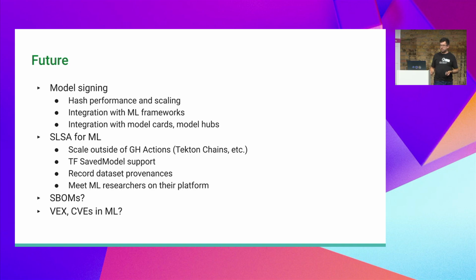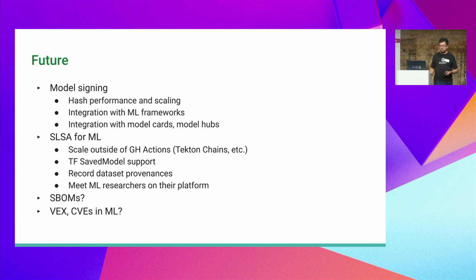And we are also talking with Keras and other model hubs to integrate signatures into model cards. So you would go to Keras, you will see, oh, this is a nice model that I might want to use. Oh, in the model card it says it is signed with Sigstore. If there is a button, I can verify the signature. I can use this model. I have more trust in it.